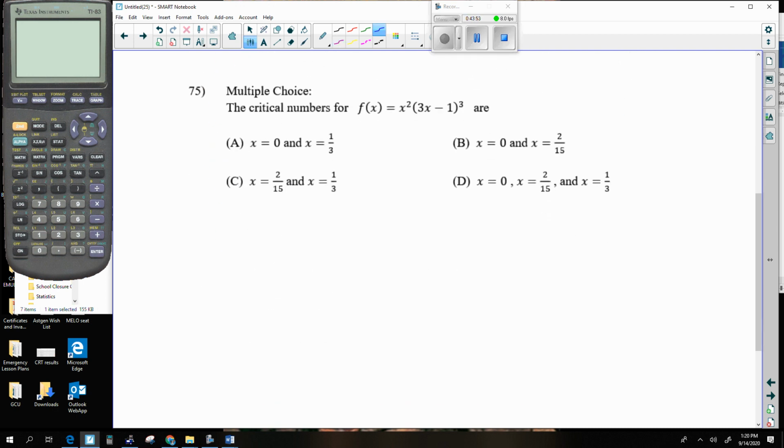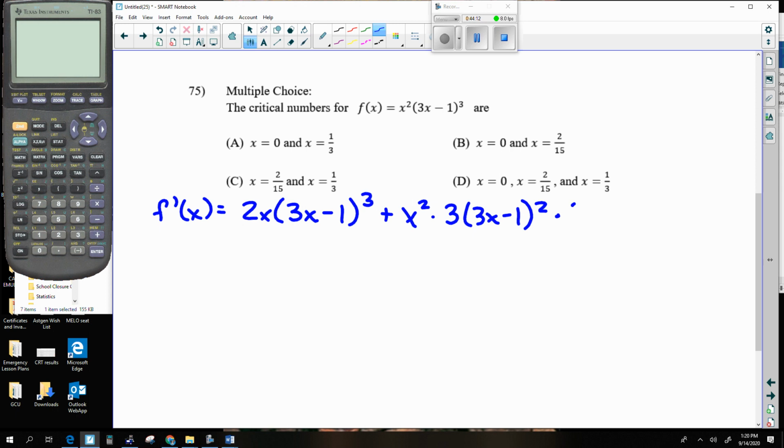The critical numbers of the function are, so that would be the derivative. So here comes the derivative. First is the x squared, so that's 2x. Leave the second piece alone. Now leave the first piece alone, derivative of the second, which is 3 times 3x minus 1 to the 2 times 3 on the chain rule. So this is 2x times 3x minus 1 to the third, plus 9x squared times 3x minus 1 squared.